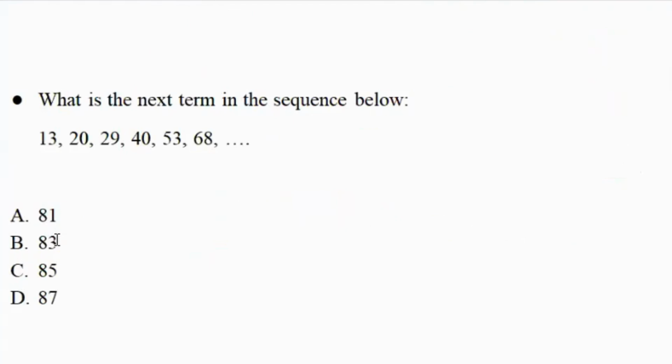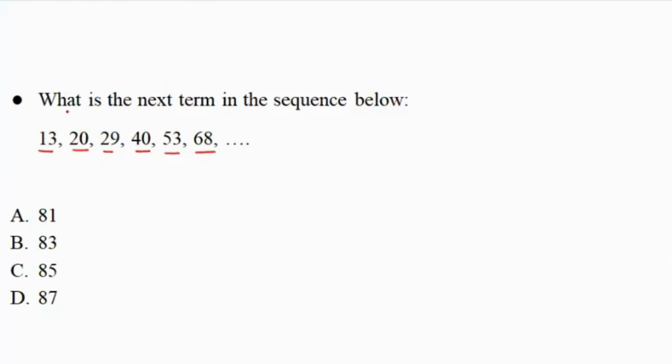Since we are moving to the next question, as we can already see, this question is related to logical reasoning. Okay, so what is the question over here? The question is saying, what is the next number in the sequence below? And what is the sequence? As we can see, 13, then 20, then 29, then 40, then 53, then 68. Okay, so let's try to find out what pattern they are following over here.